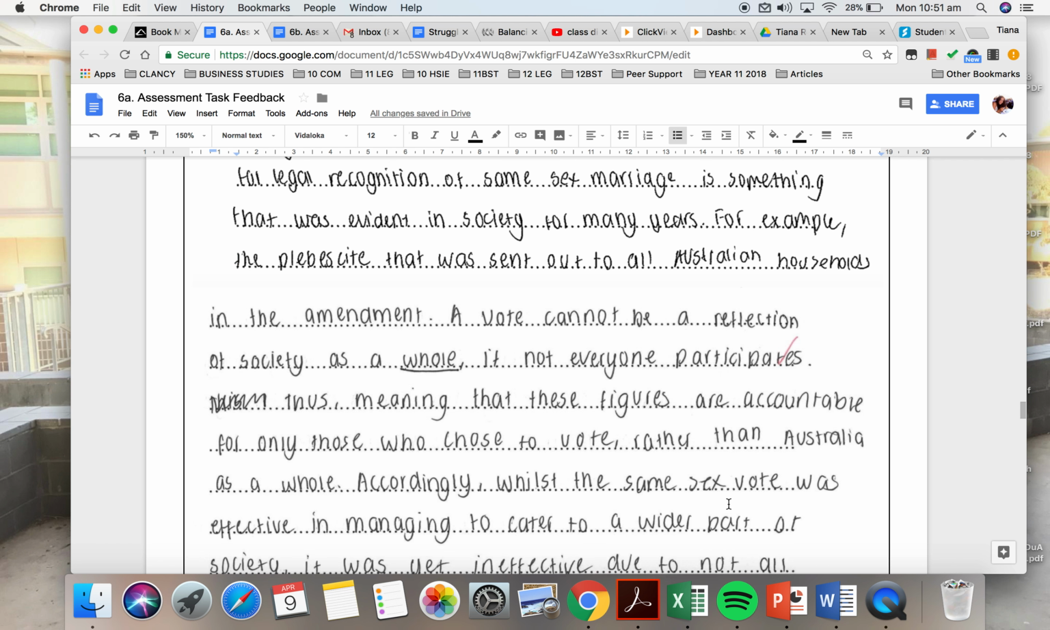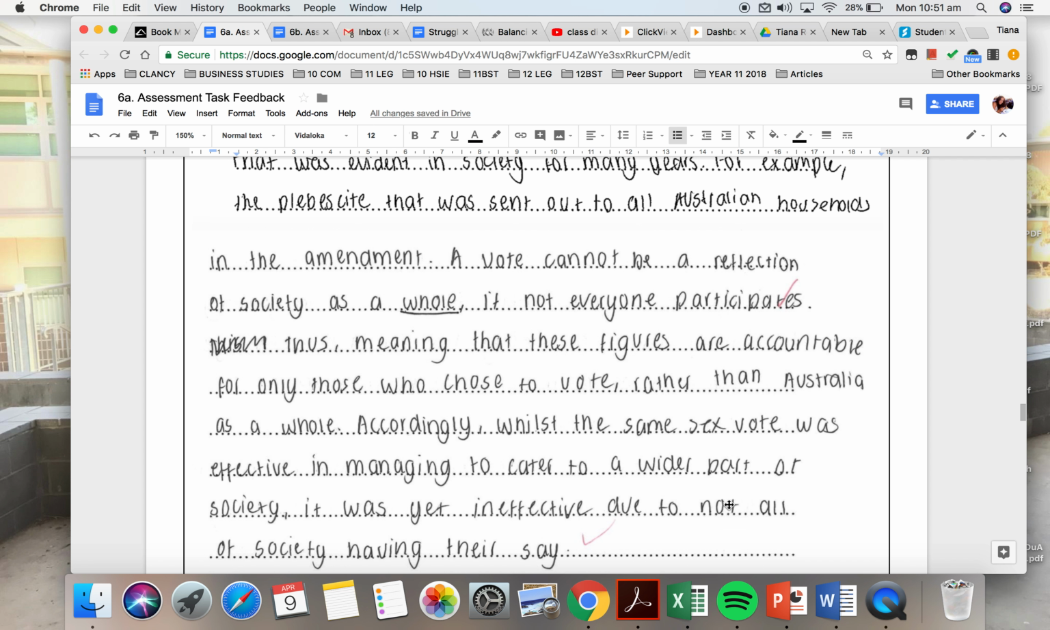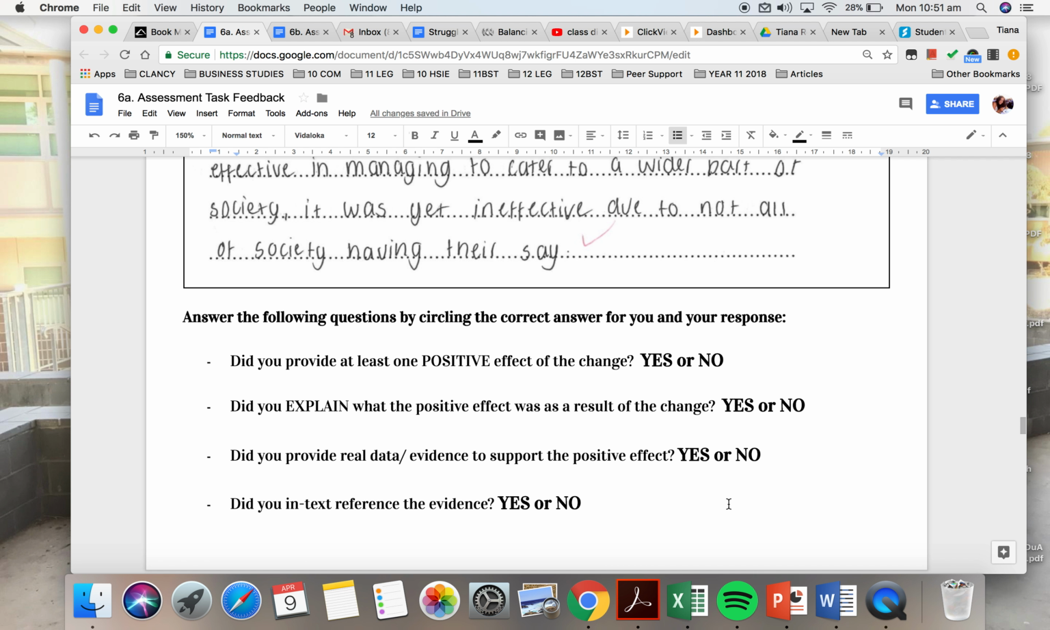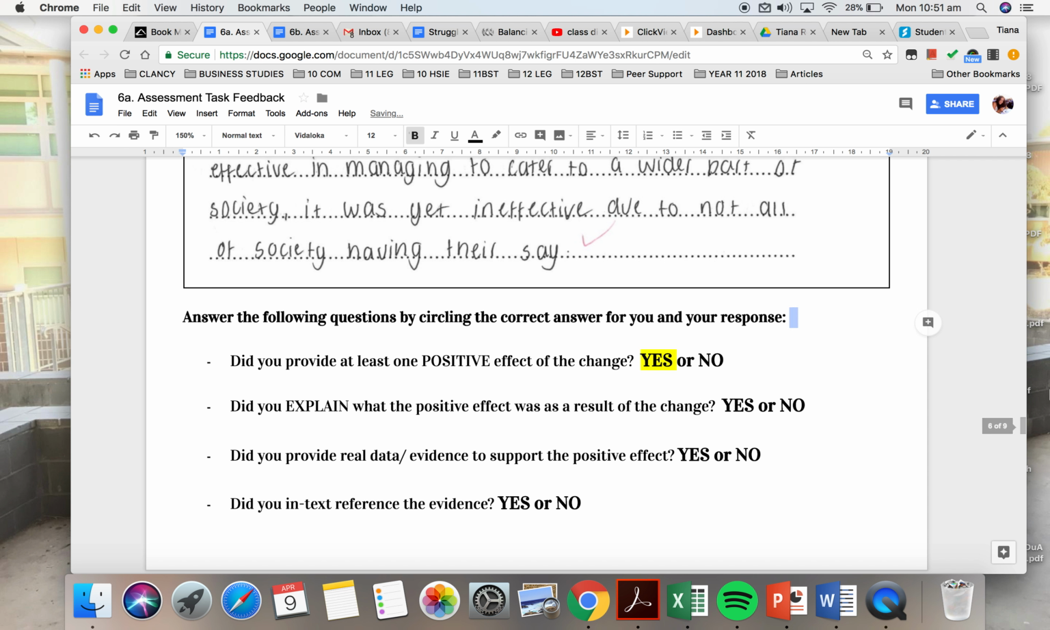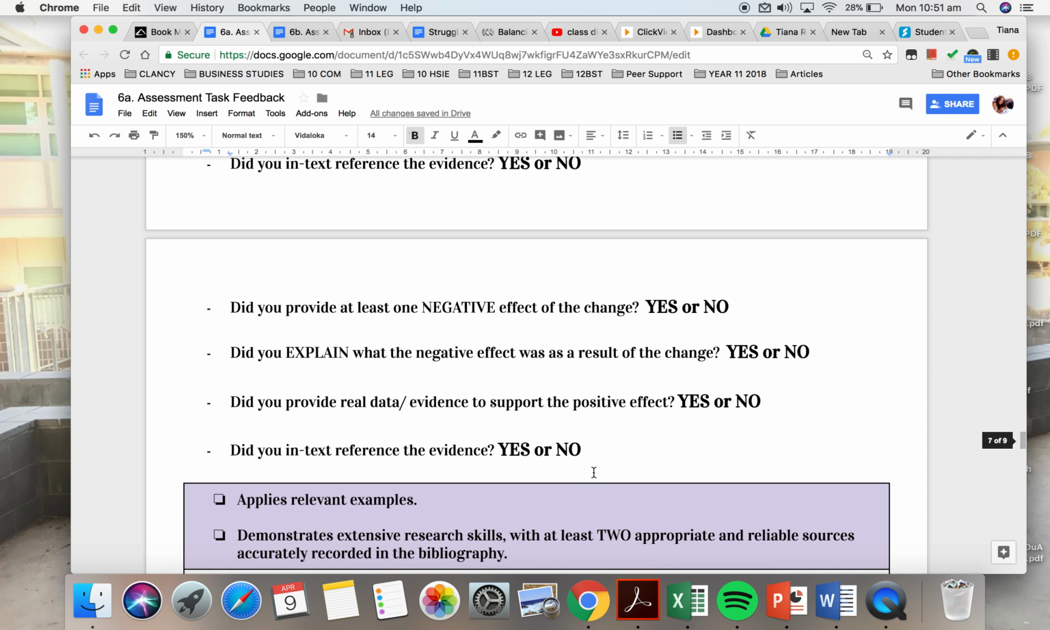Now I want you to read the rest of your response, the positive and negatives, the discussion part. Once you have done that, you need to answer these questions. Did you provide at least one positive effect of the change? If your answer is yes, highlight it. If your answer is no, highlight no. Go through each of these points while reading your response and answer the questions.